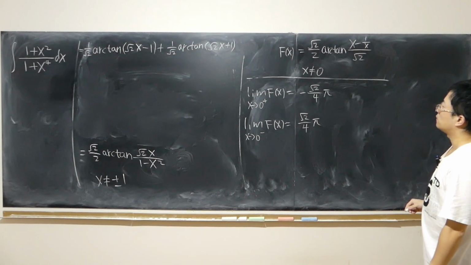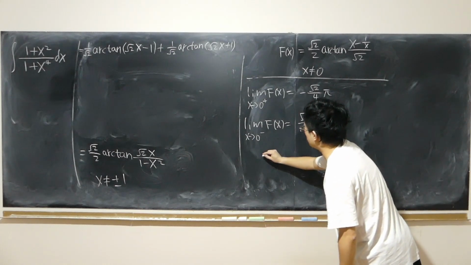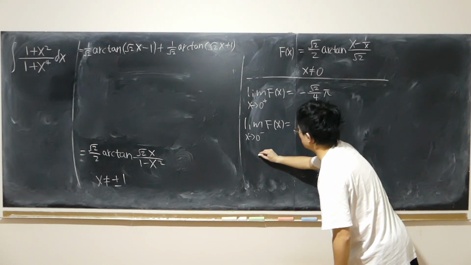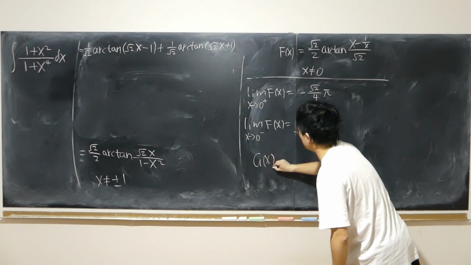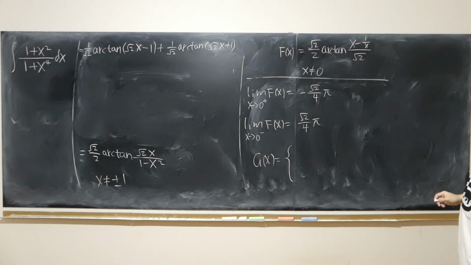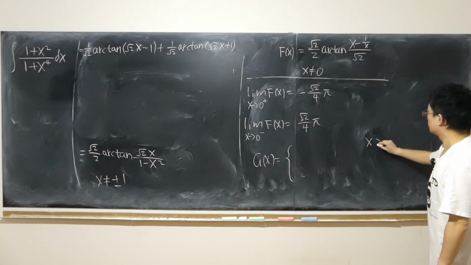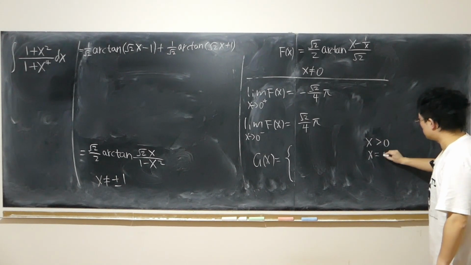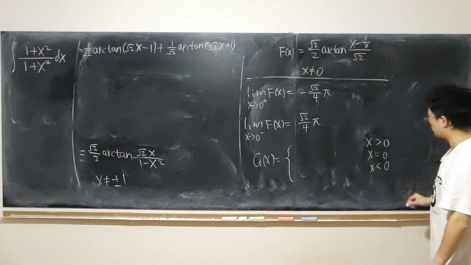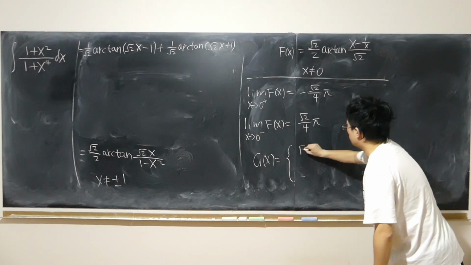So that way I can redefine a piecewise function, g of x, right? So I can just say when x is positive, when x is 0, when x is negative. When it's positive, I can say equal to f of x.